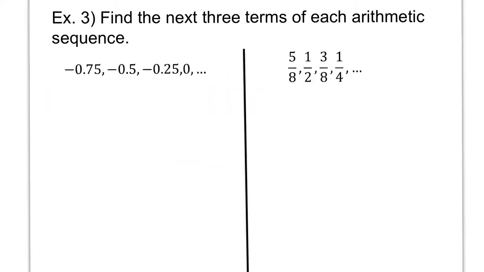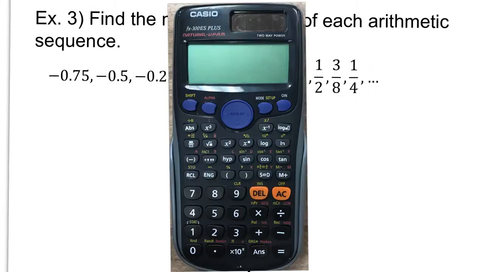All right, now this one is when you guys have decimals and fractions and are asked to find the next 3 terms of arithmetic sequences. Now, on this one, it's a lot easier if you use a scientific calculator, and the one I use in my classroom is a scientific Casio calculator. So let me just show you guys the one I use in my classroom. And this is the one. So you guys notice that we do have just a regular scientific one.